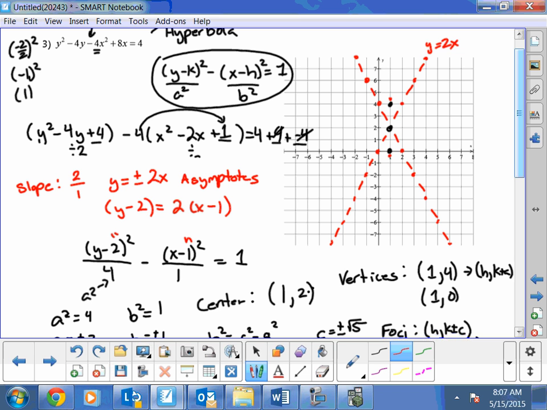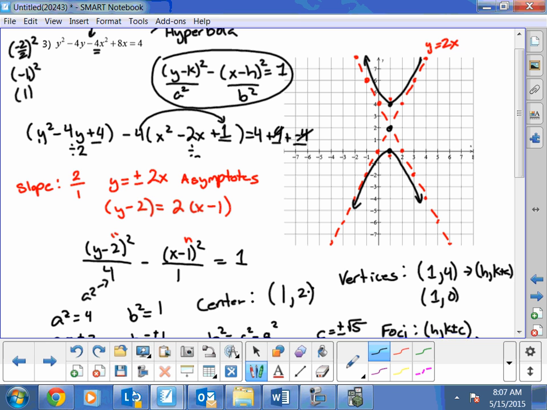So now, what do we do from here? Well, we're going to go ahead and now draw our hyperbola. I'll do it in black. So I want to go ahead and do it this way and this way. Lovely. There we go.